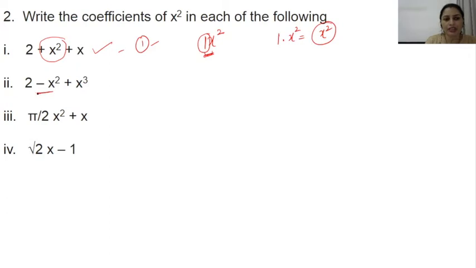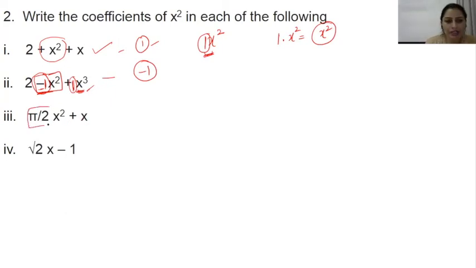Second one, you see this is a term with x square, and here the coefficient of x square is -1. What is a coefficient? If you are finding the coefficient of x square, then whatever constant is with x square, that is the coefficient. If I'm asking you the coefficient of x cube, that is different. Here 1 is the coefficient of x square. Third one is pi by 2 x square plus x.